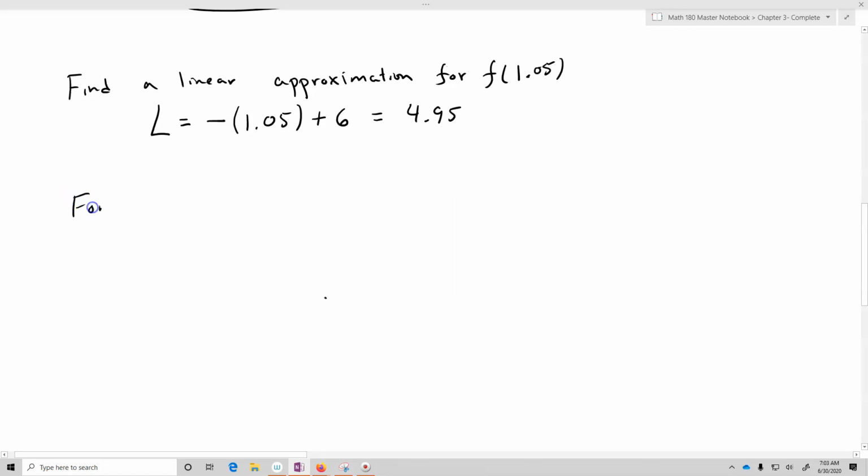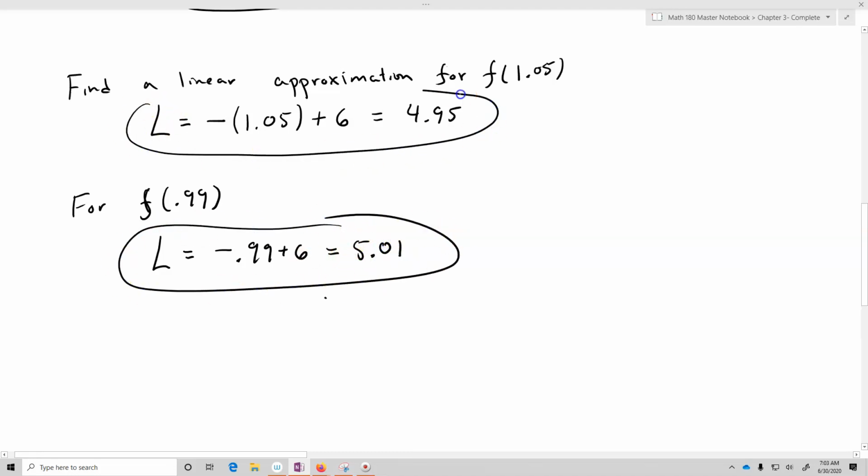How about one for f of 0.99? Again, it's pretty close to 1, and so it's a good one to use for linear approximation. L is thus going to equal negative 0.99 plus 6, and so that ends up equaling 5.01. So we've got these two, and that's all you've got to do. Once you've found the linearization, you plug the value into the linearization, and that gives you your linear approximation.